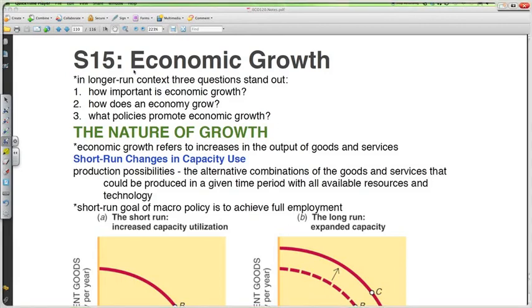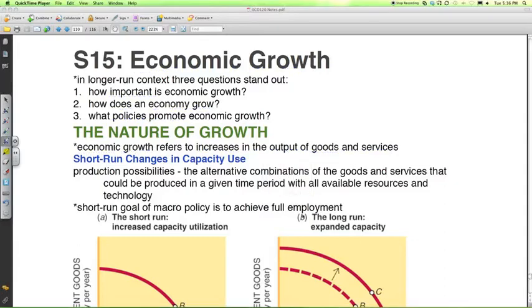Section 15 is going to be looking at economic growth. So we start off with these three questions. How important is it? How does our economy actually grow? And then what policies can promote economic growth? When we talk about economic growth, we're referring to increases in the output of goods and services.